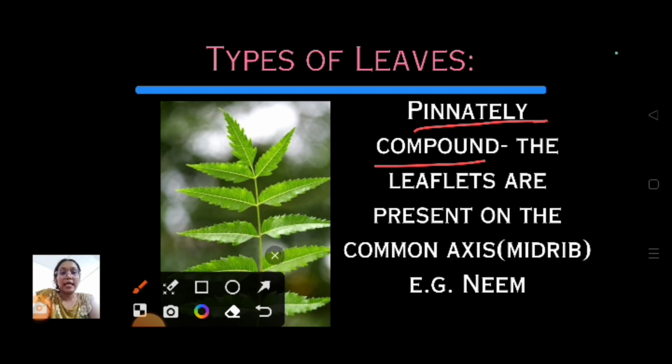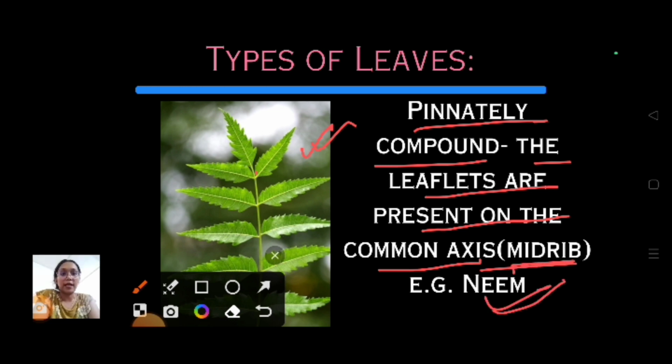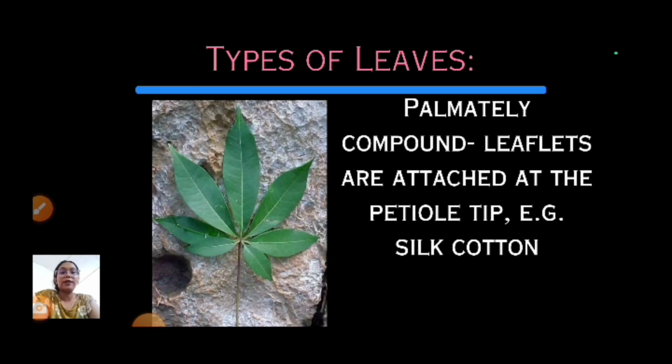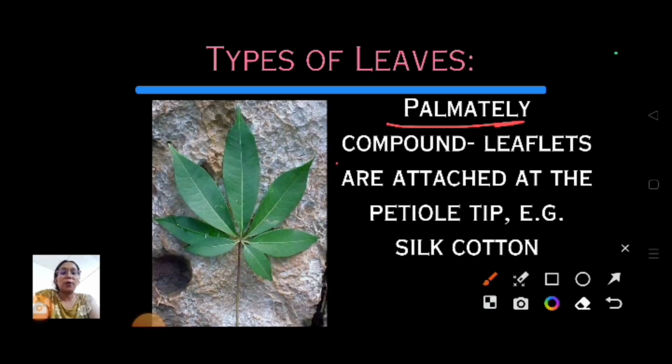Pinnately compound leaves. You can see this in a neem plant. Here the leaflets are present on a common axis. So on a particular common axis, the leaflets will be present, touching the midrib. Example, the neem plant. On a common axis they are present, no? Okay. Pinnately compound leaf is clear.